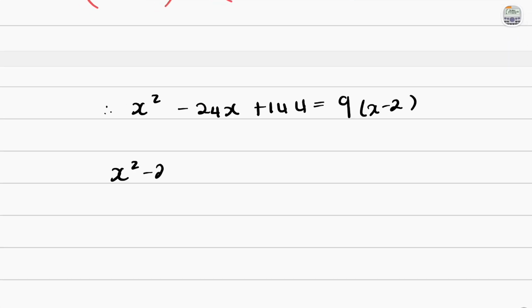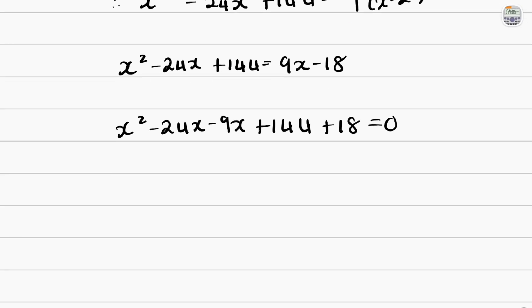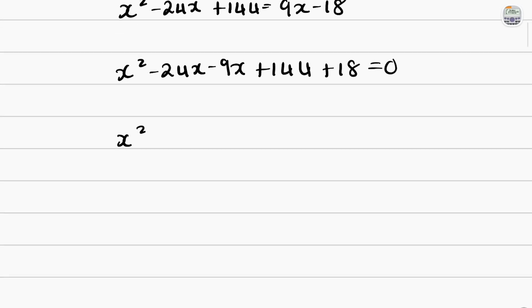Okay, so this is what we have, and we can just distribute that. So this is x squared minus 24x plus 144 is equal to 9x minus 18. And we can transpose everything. x squared minus 24x minus 9x plus 144 plus 18 is equal to 0. So x squared, and then negative 24 minus 9 is negative 33x. And then 144 plus 18, that is already a 50, so 162. So positive 162 is equal to 0.